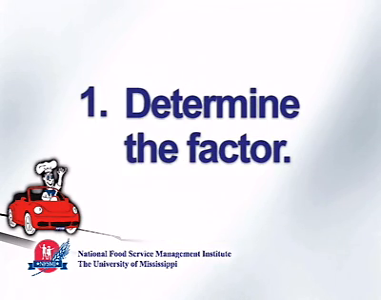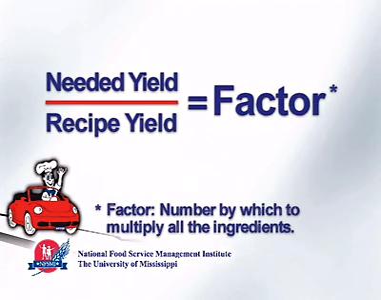Step 1. Determine the factor to be used. The factor is a multiplier that will be used to increase or decrease the quantity of ingredients in a recipe. The factor is determined by dividing the number of servings in the needed yield by the number of servings in the recipe yield.